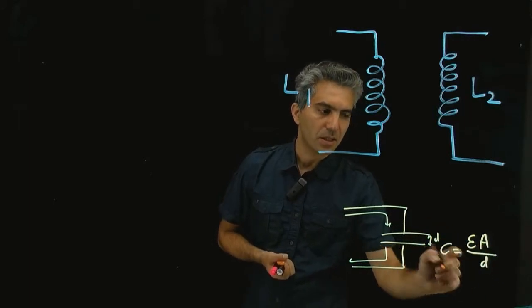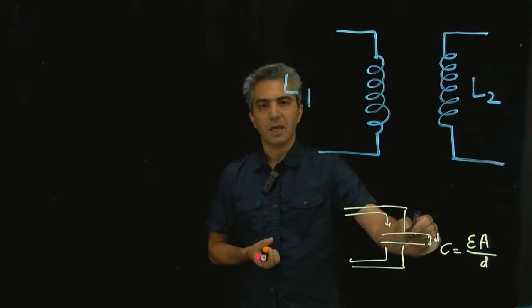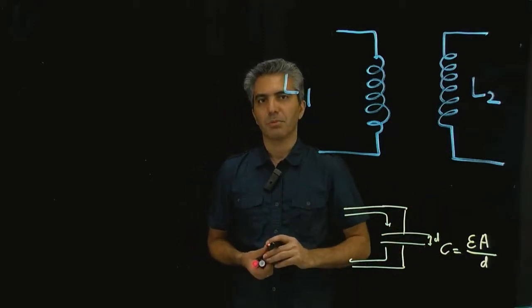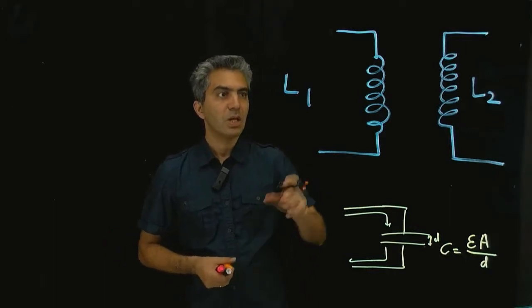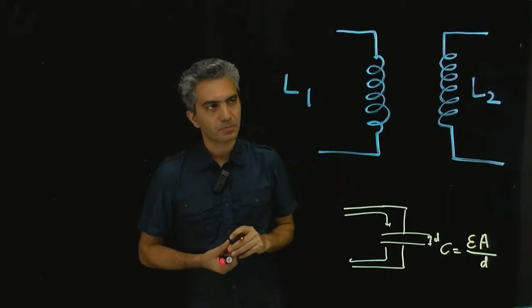So if this is d, the distance between the two, A is the area of the plate and epsilon is the permittivity of the material that is in between, the dielectric that we put in between. So the same thing has to be true here.